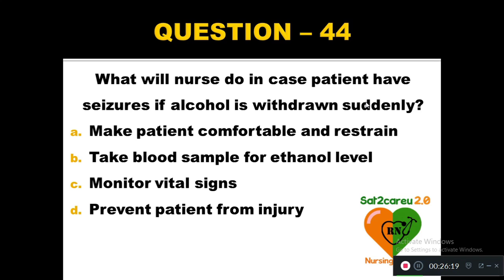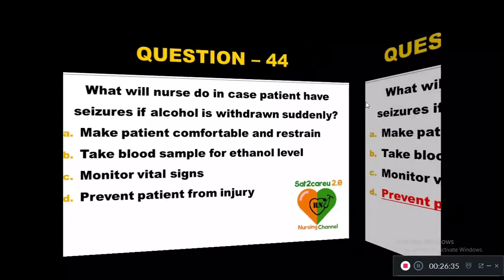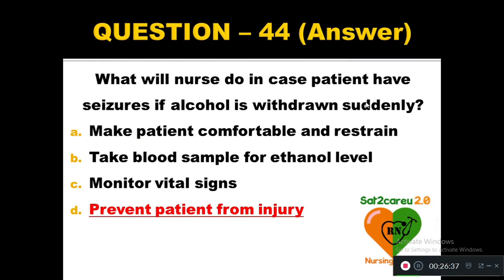Question number 44. What will the nurse do in case a patient has seizures if alcohol is withdrawn suddenly? Option A, make patient comfortable and restrained. Option B, take blood sample for the ethanol level. Option C, monitor vital signs. Option D, prevent patient from injury. The right answer is option D. Preventing the patient from injury is very important when the patient is having alcohol withdrawal symptoms.